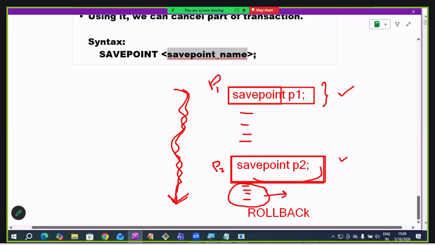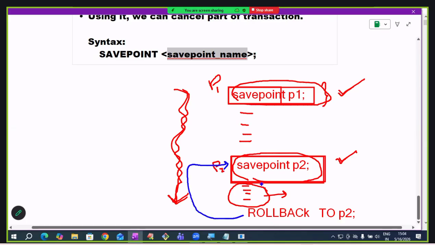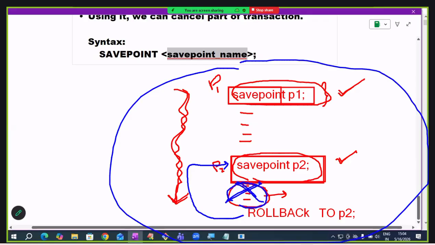Save point means to this location I am giving one name. This location name is P1. This location name is P2. Now I am instructing Oracle, please roll back up to the P2 point. ROLLBACK TO P2. Now what will Oracle do? It cancels the actions up to the P2 point. Like this I am cancelling part of the transaction using save points. If save points are not there, it is impossible to cancel part of a transaction.